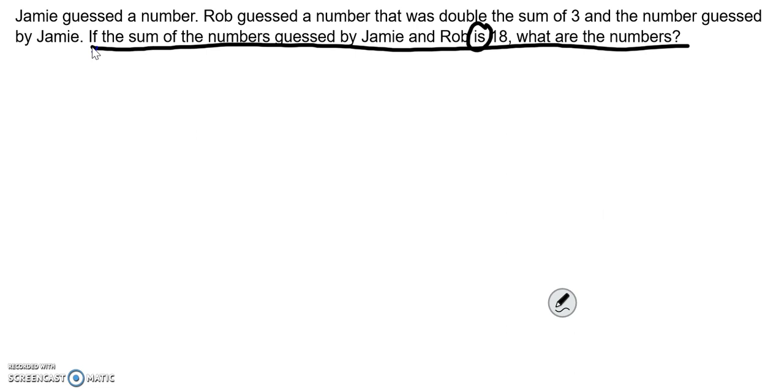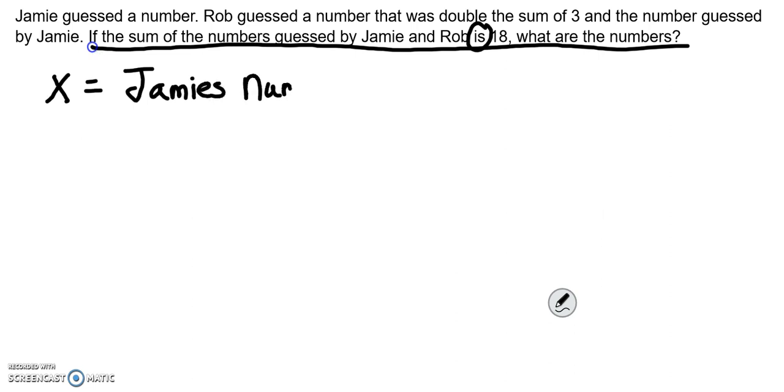Which number does it look like is going to be the easier number based on what you see? Jamie's number or Rob's number? Yes. Rob. Not Rob. Jamie. Jamie guessed a number. So what do you think X is going to be in this problem? Jamie's number. So on your paper, let's write that X equals Jamie's number.